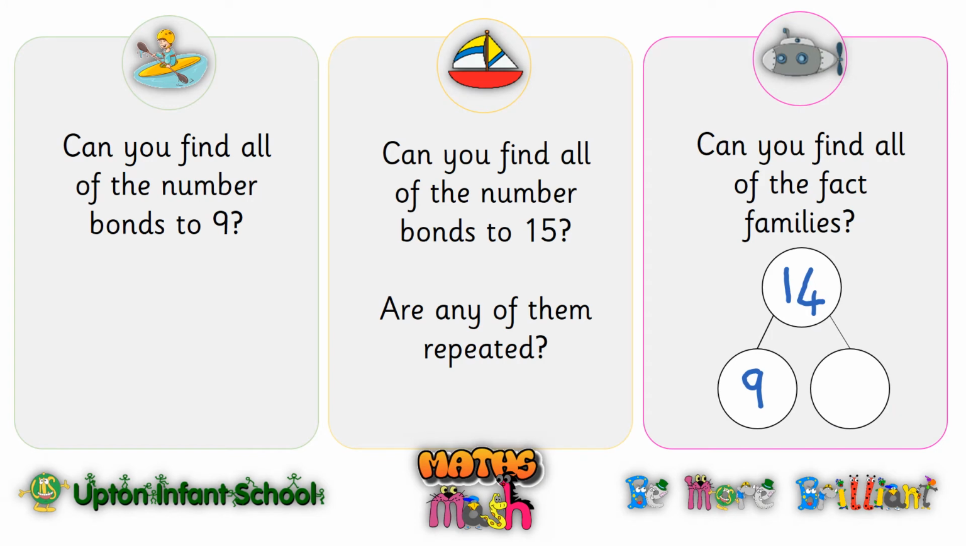Now, if you would like your child to do some practice at home, then they could try one of these 3 challenges. And for most children, the middle challenge would be suitable. Can you find all of the number bonds to 15? Encourage your child to use a systematic approach. They should be able to spot if any of them are repeated. And if they complete that, they could try it for another number too, say 18 or 19.